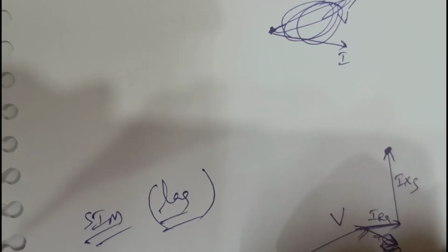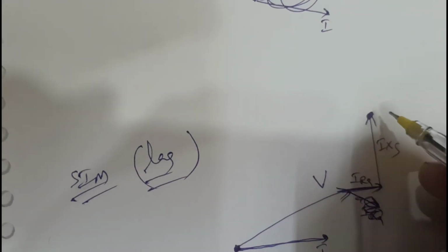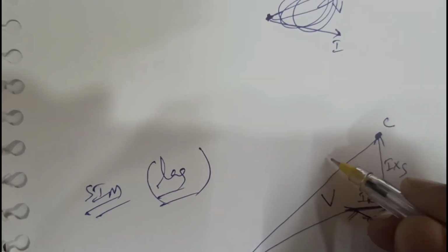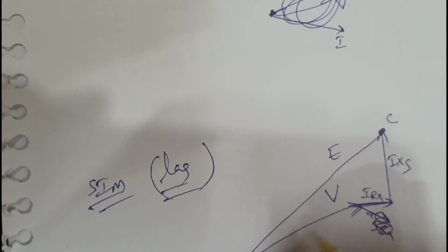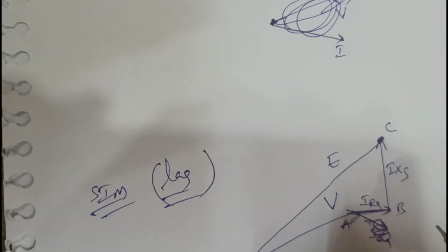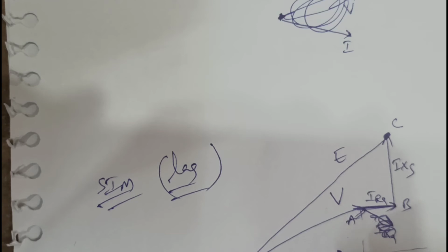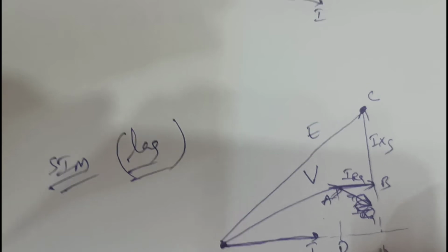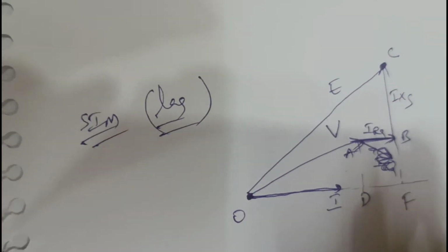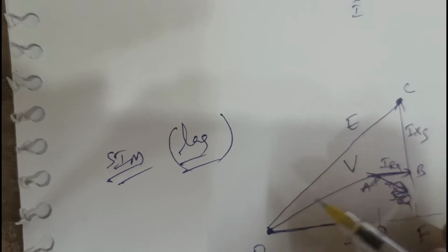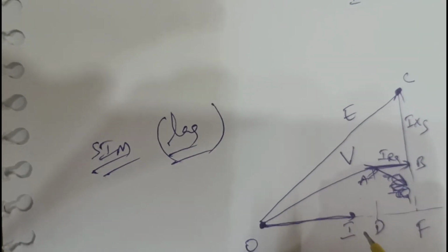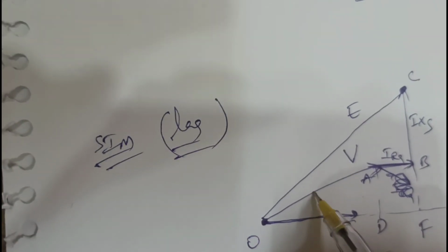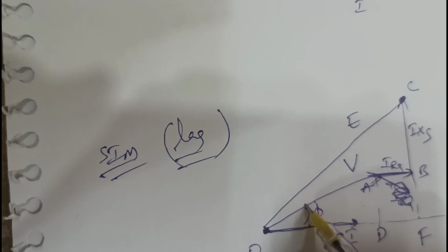So you got some points. Join this point O and this point C, and you get E. This is A, this is B, C, this is D, this is F. So this is the vector diagram of the synchronous impedance method, assuming lagging. The angle between this voltage and current is called phi.